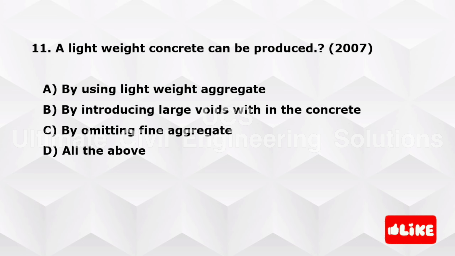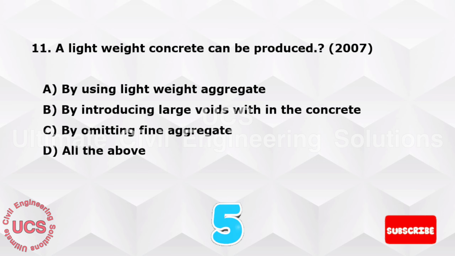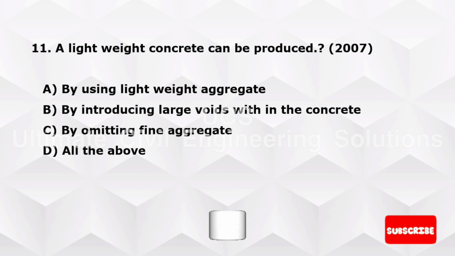Next question: a lightweight concrete can be produced. Options are: option A, by using lightweight aggregate, option B, by introducing large voids within the concrete, option C, by omitting fine aggregate, option D, all the above. Answer is option D, all the above.